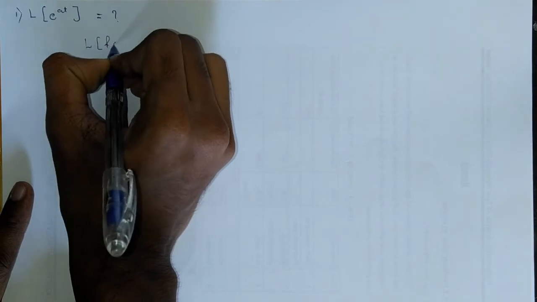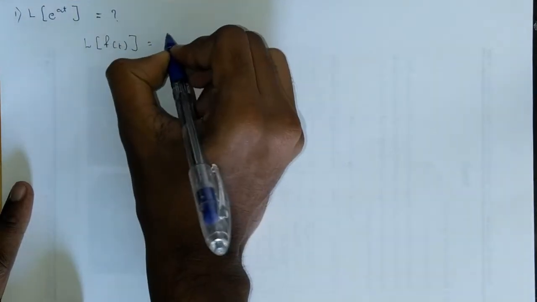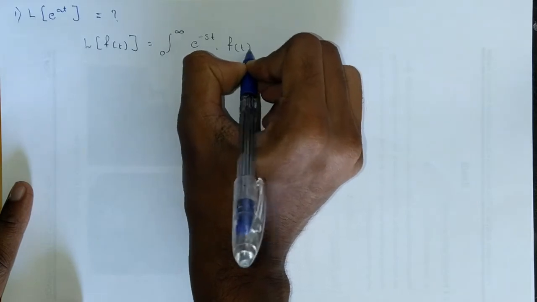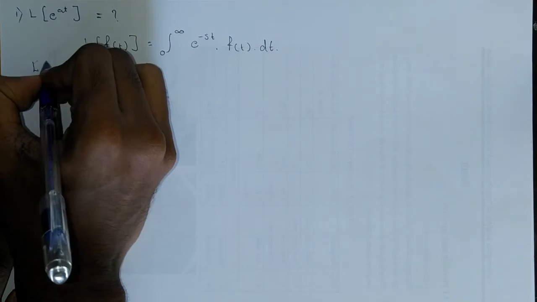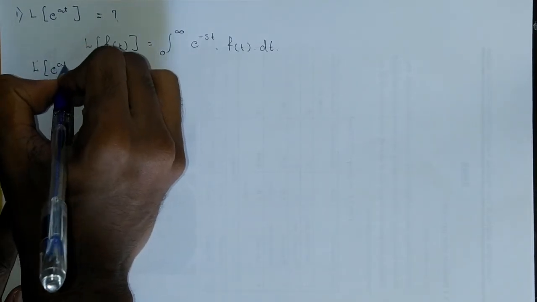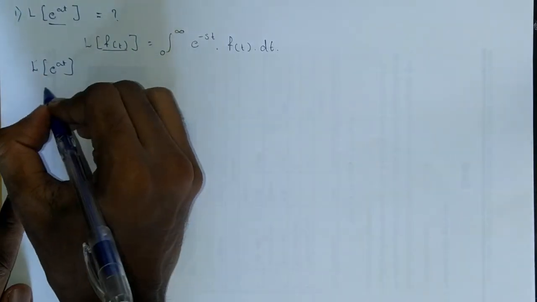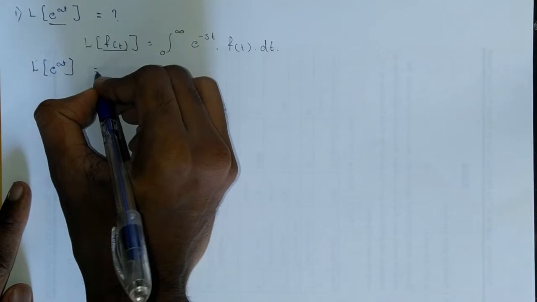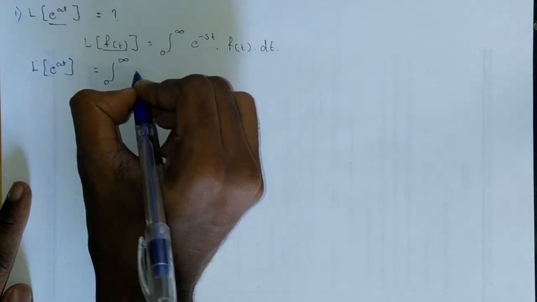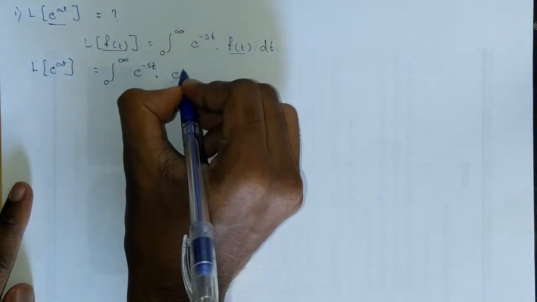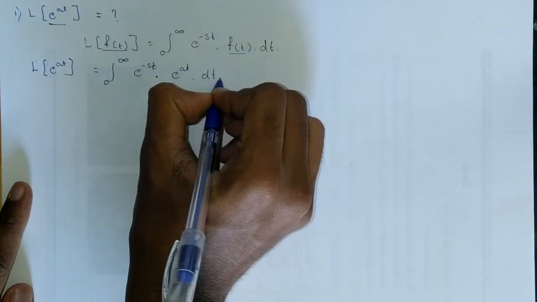Laplace of f of t is equal to integration 0 to infinity e raised to minus st dot f of t dt. Okay, so let's put in the value e raised to at. Here f of t is nothing but e raised to at. Laplace of e raised to at is equal to integration 0 to infinity e raised to minus st dot f of t, which means e raised to at, into dt.